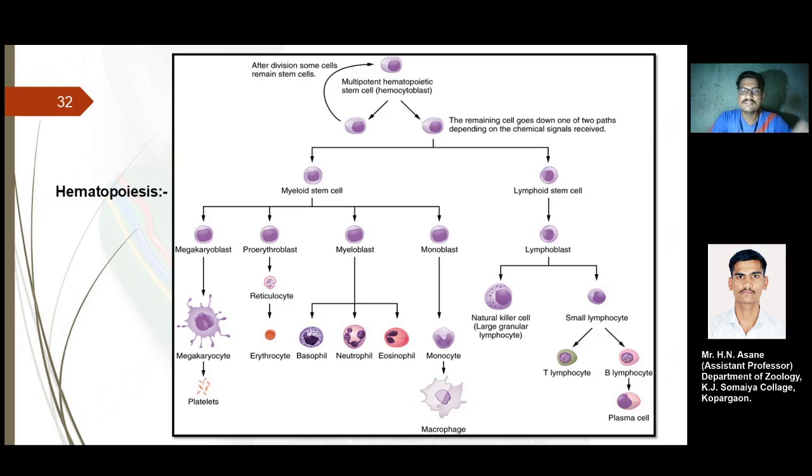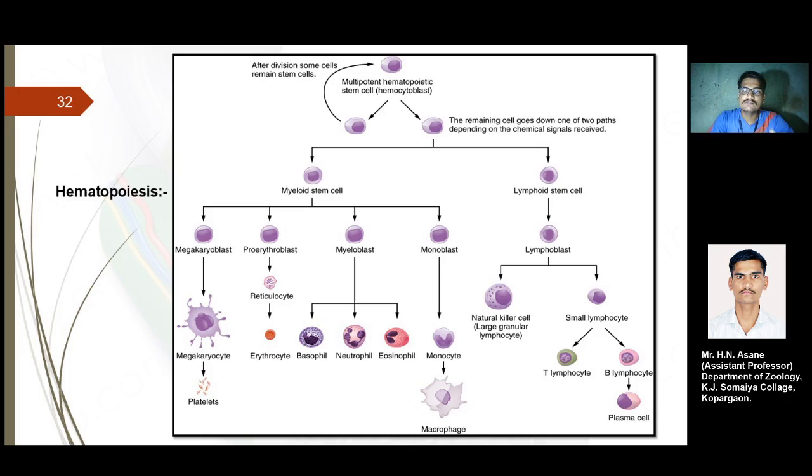Then the second main type after the myeloid stem cells is the lymphoid stem cells, in the upper right corner, and the lymphoid stem cells get converted into the lymphoblast. This lymphoblast is converted into the natural killer cell, shortly known as the NK cells of the immune system, and these are the large granular lymphocytes.